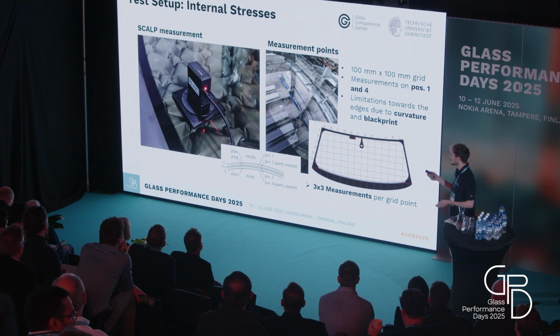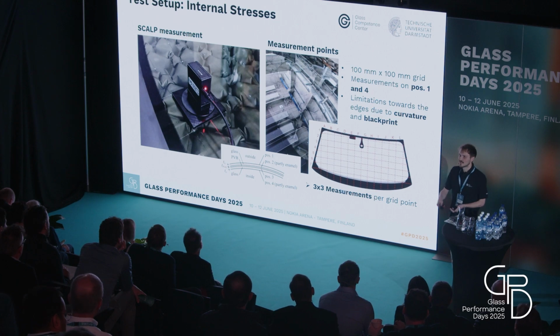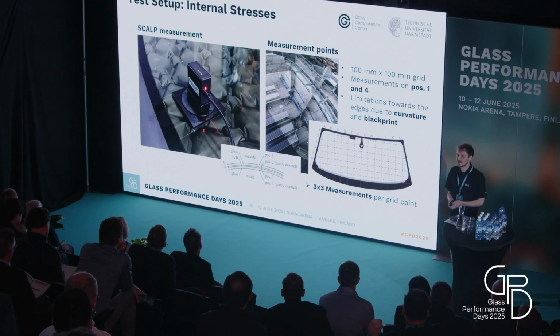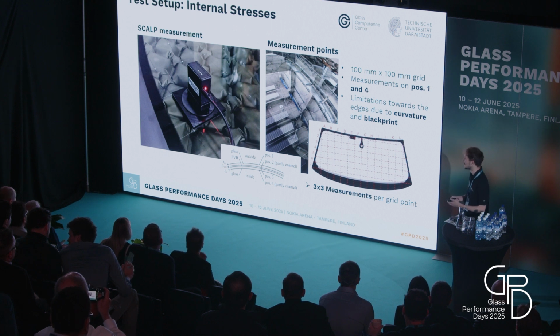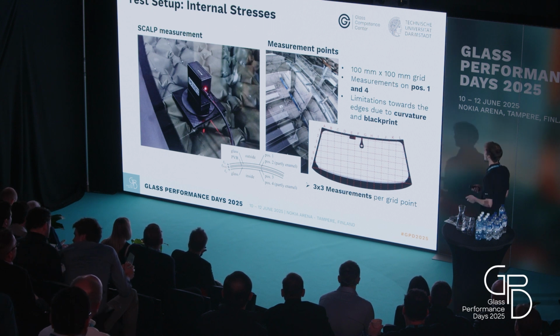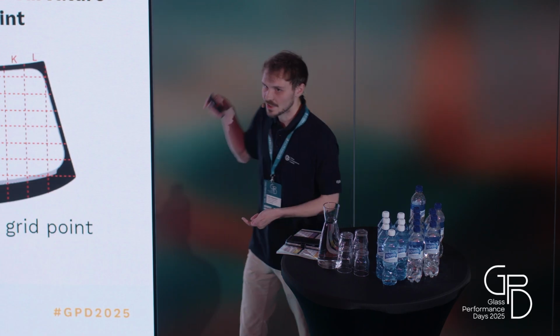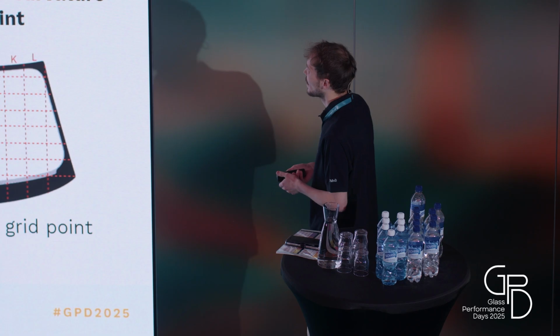I did my measurements with the SCALP measurement device. I guess some of you will know this. This is a device that sends a laser into the glass and measures the backscattering retardation of the light. From this, we can calculate the actual stresses and the stresses across the thickness of the glass, which is important for us later on. I measured in a 10 times 10 centimeter grid. I measured always in position 1 and position 4, so from the outside and the inside.